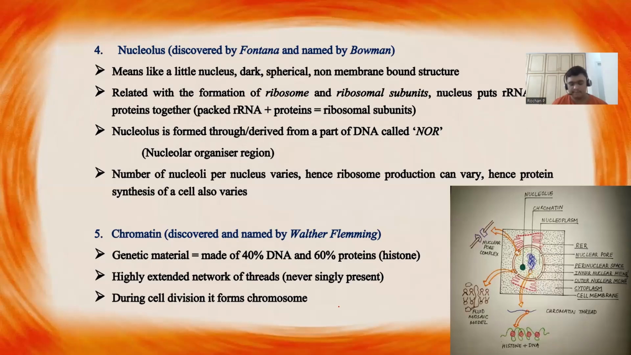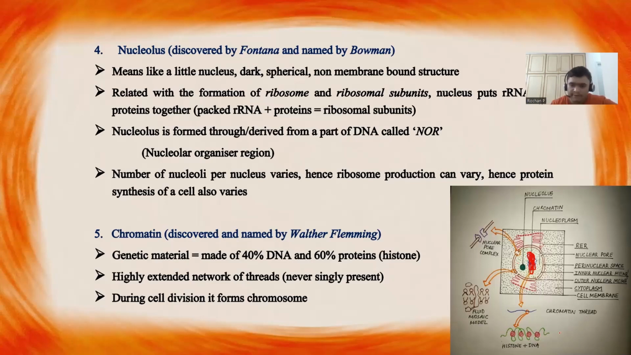Next, we'll come to the most important part of the nucleus, that is the chromatin. What is chromatin? We all know it is the genetic material. It contains DNA. When I say it contains DNA, does it contain only DNA? No, it is going to have DNA as 40%, that's all. If you see in the diagram, this is the chromatin. Chromatin is never going to be present as a single thread. It is always going to be grouped. Many thousands of threads are going to be together.